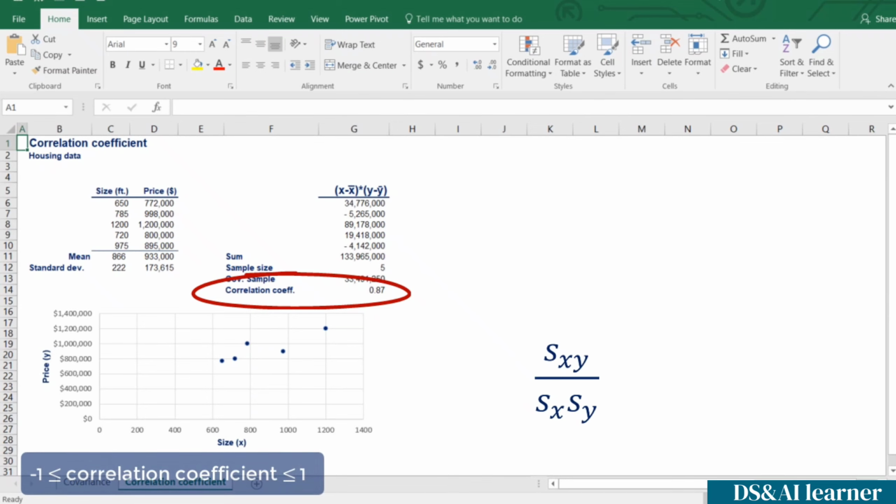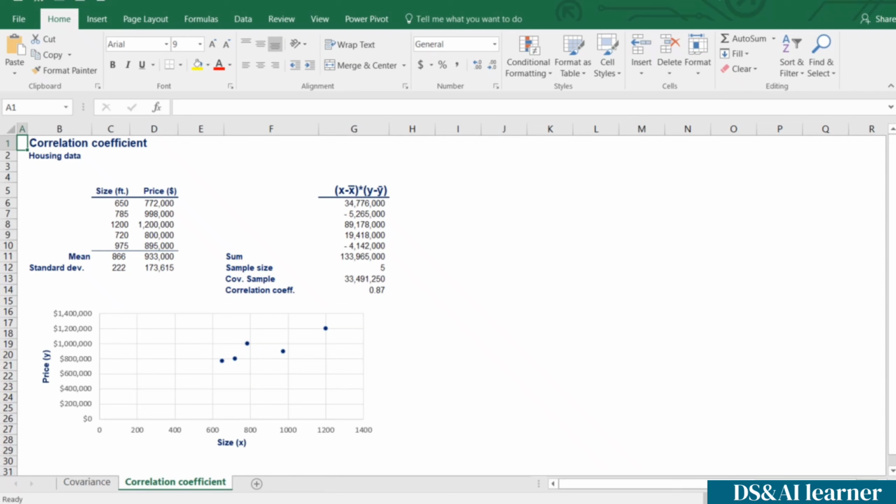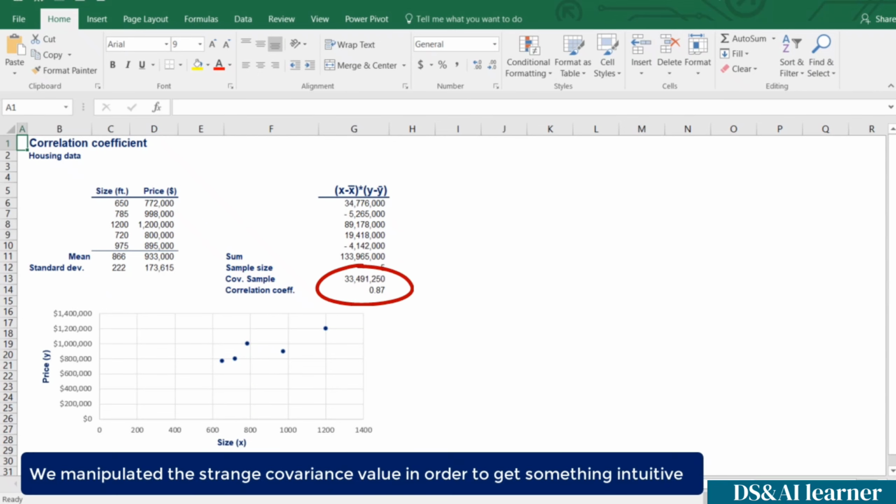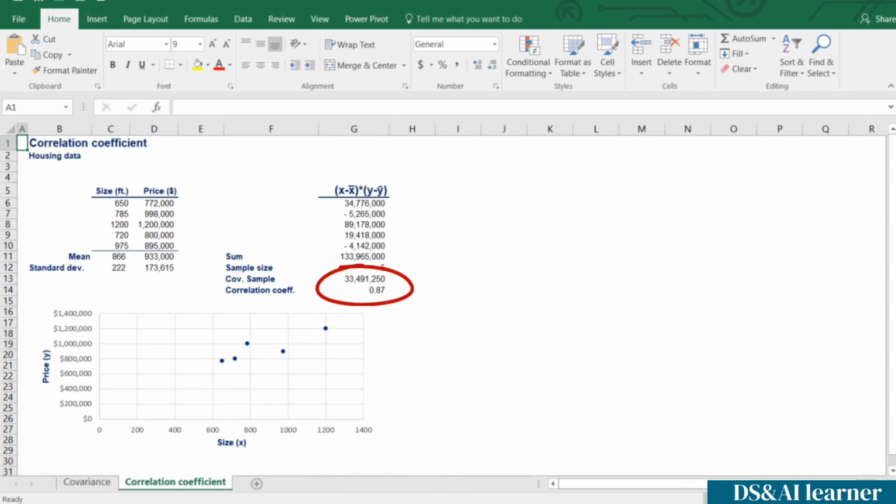Mathematically, there is no way to obtain a correlation value greater than 1 or less than -1. Remember the coefficient of variation we talked about a couple of lessons ago? Well, this concept is similar. We manipulated the strange covariance value in order to get something intuitive. Let's examine it for a bit.